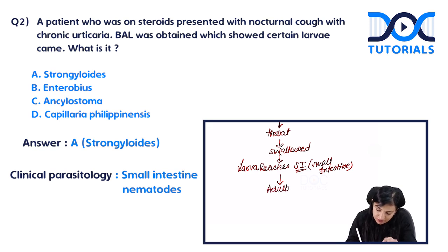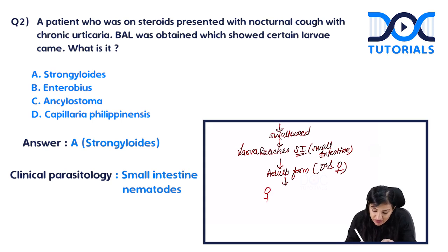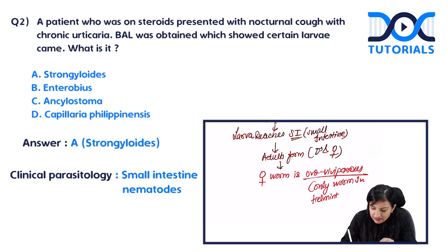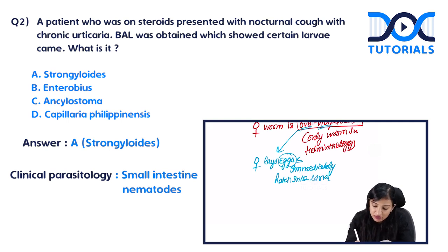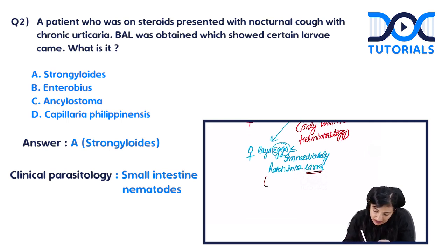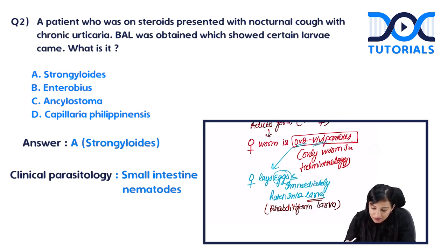So adults form, that is male and female. Now guys, here comes the twist in the tail. Over here, the female worm is not oviparous, instead it is ovoviviparous. And this is the only worm in the entire helminthology which is ovoviviparous. The eggs are going to immediately hatch into the larva, and this larva is what? Rhabditiform larva. So we have got rhabditiform larva in the intestine.